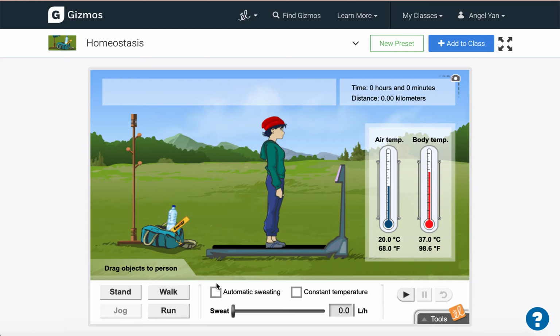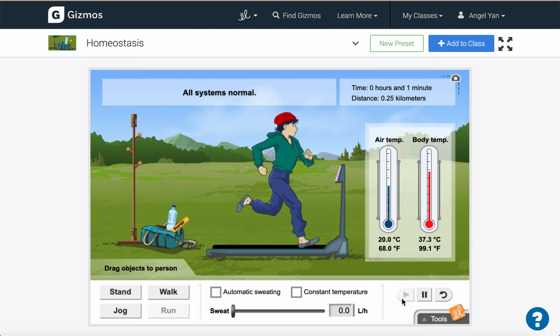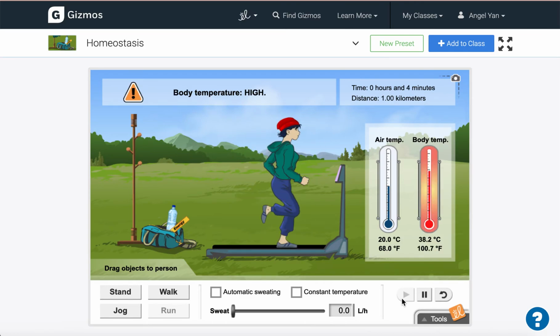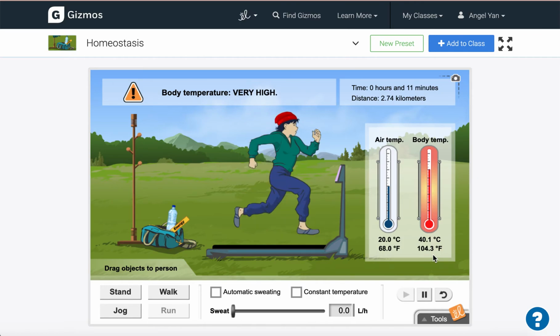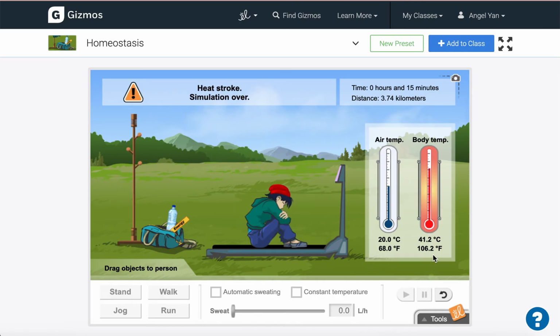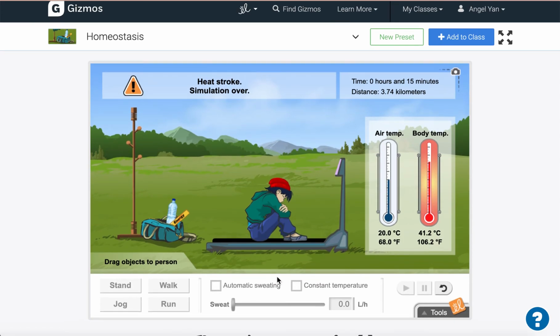Now with that, let's give it a try. I'm going to have her run. And let's see how long she can run for. Notice right here, the body temperature keeps going up. And in 15 minutes, she stopped running because she has a heat stroke. What do you think I could do to help her regulate her body temperature?